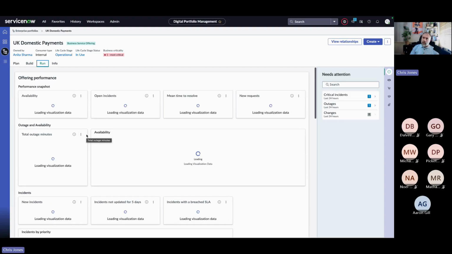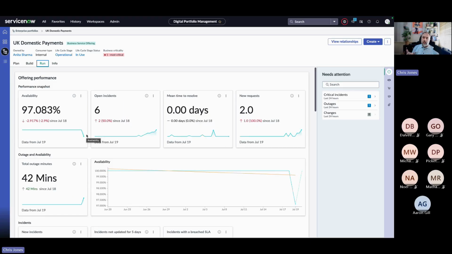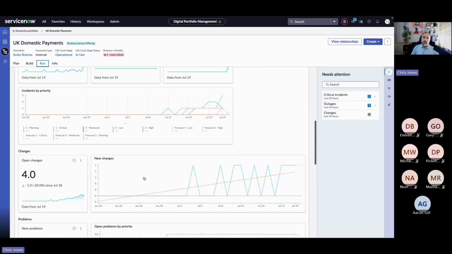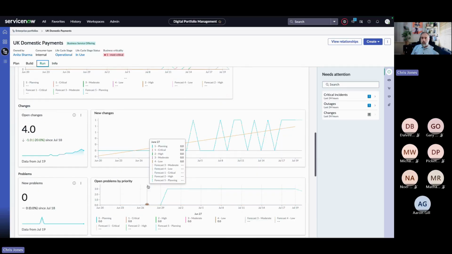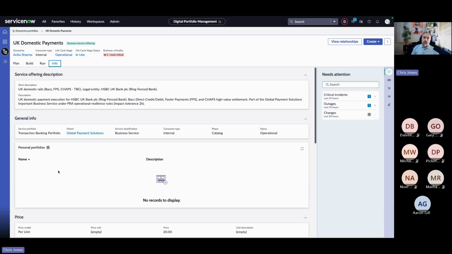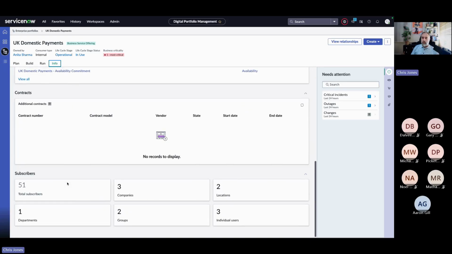Then we go to the Run tab. So Run tab is basically business as usual in the ITSM world, what's happening in terms of my availability, what critical incidents are open, what outages are underway, and then just being able to generally monitor the health of the service and how it's being given to the customers. And speaking of which, the customers, whenever they get approved to use this service, whether it's getting a laptop or a VDI assigned to them, they end up getting subscribed to the service. So here we've got an initial subscription base that's gone through request fulfillment. They've been approved and the customer has access to UK domestic payments, and there's 51 of them.